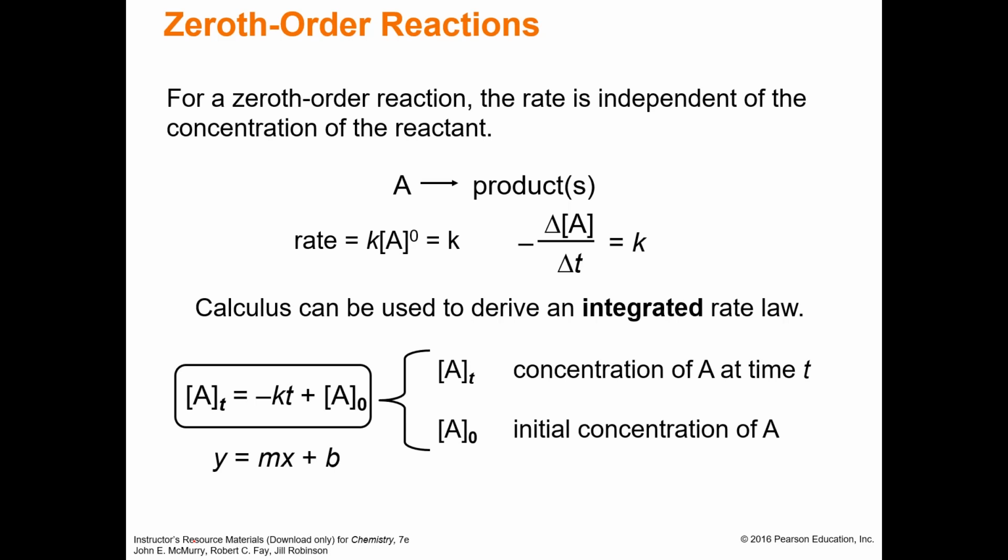So if we do this for a 0th order reaction, our integrated rate law is the concentration of our reactant with respect to time is equal to the negative of the rate constant times the time plus the concentration of our reactant at time 0. And time 0 is our initial concentration. So the nice thing about these rate laws when they're written in this form is that they form a straight line.